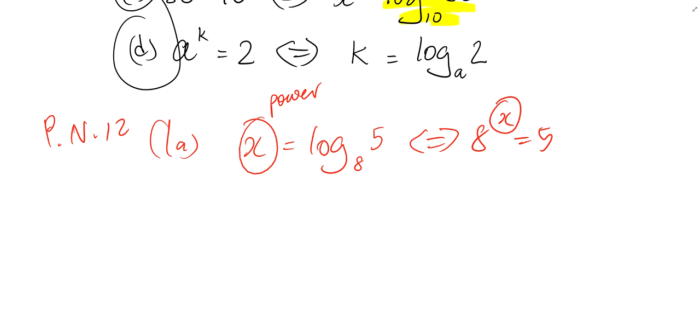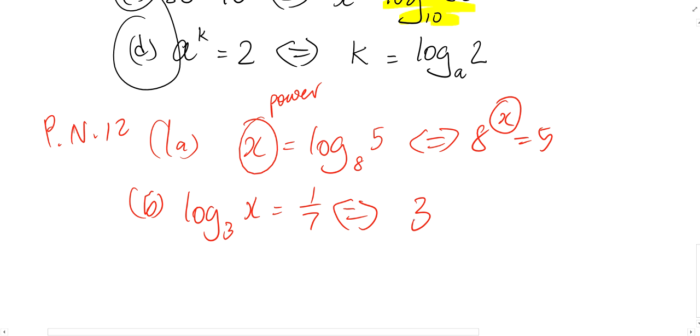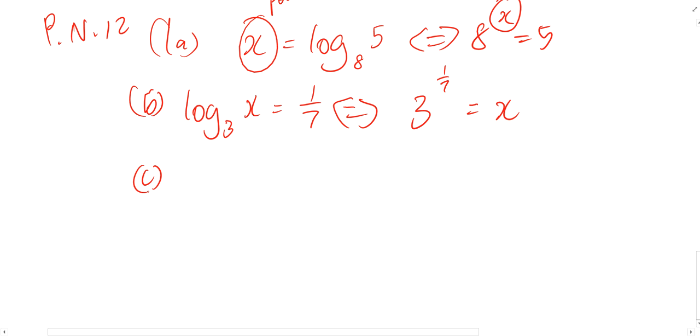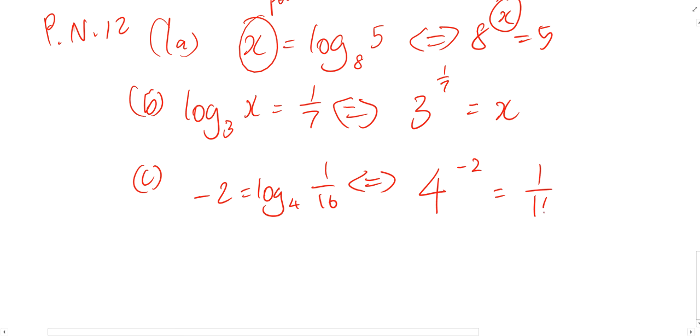Okay, next one, b. Log base 3 of x equals 1 over 7. Yeah, we can have fractions also. Convert it: 3 to the power of 1 over 7 equals x. Okay, part C. Negative 2 equals log base 4 of 1 over 16. Nothing changes, still the same. Base 4 power negative 2 is 1 over 16.